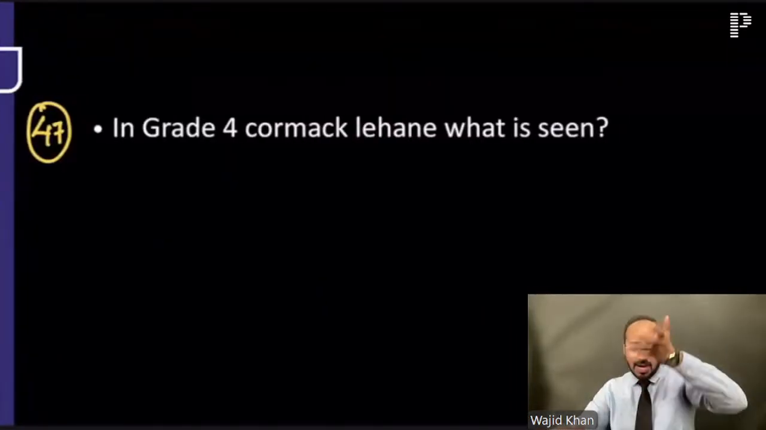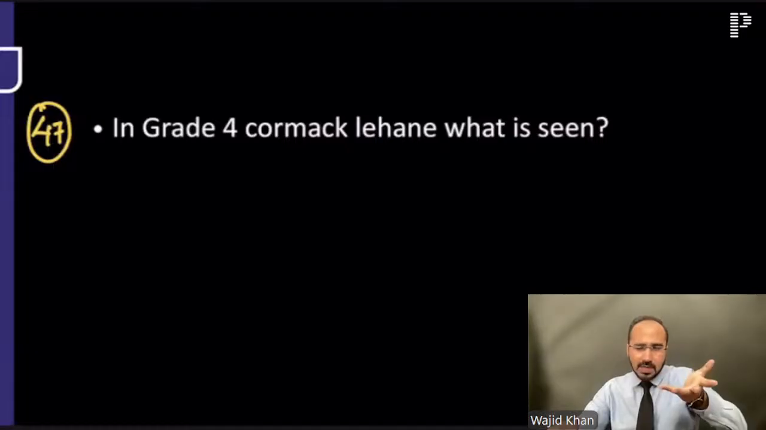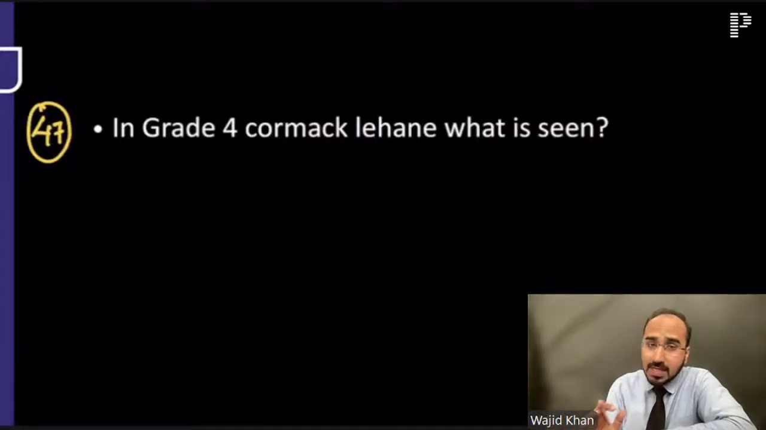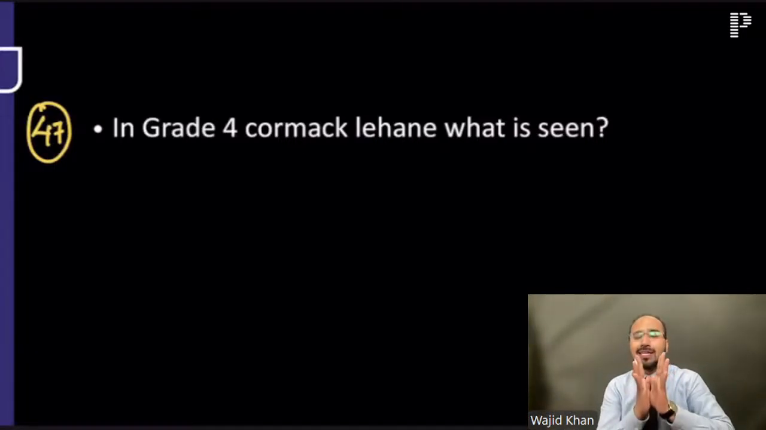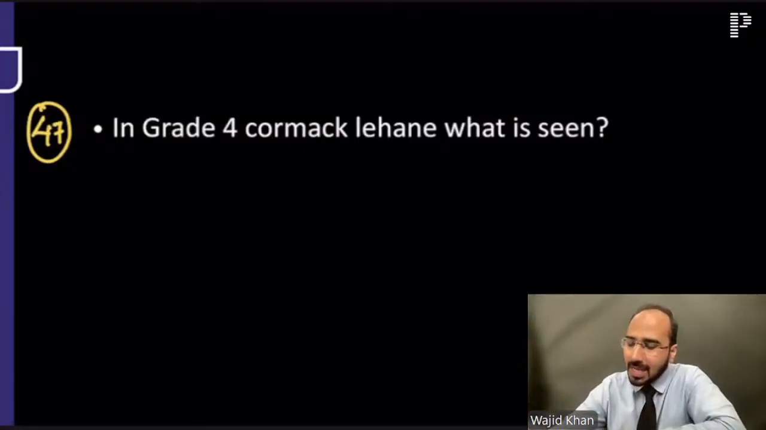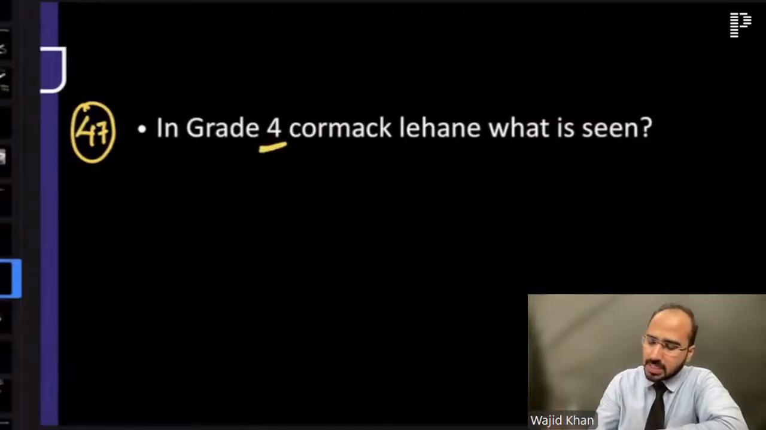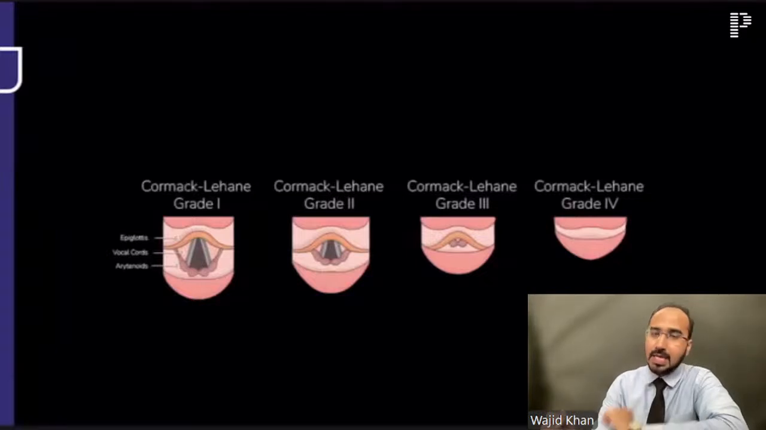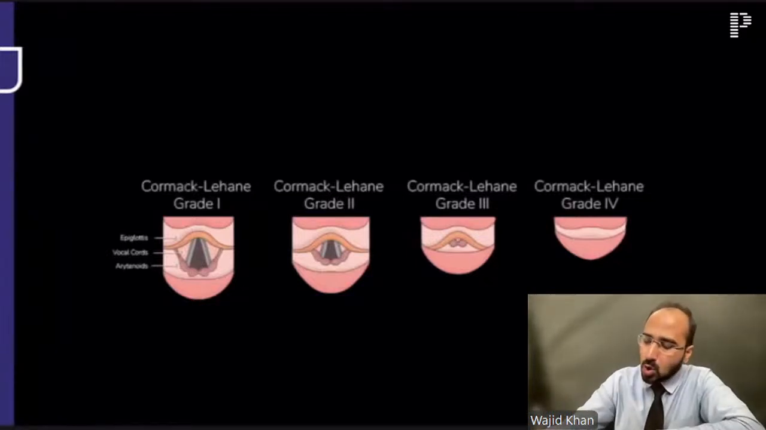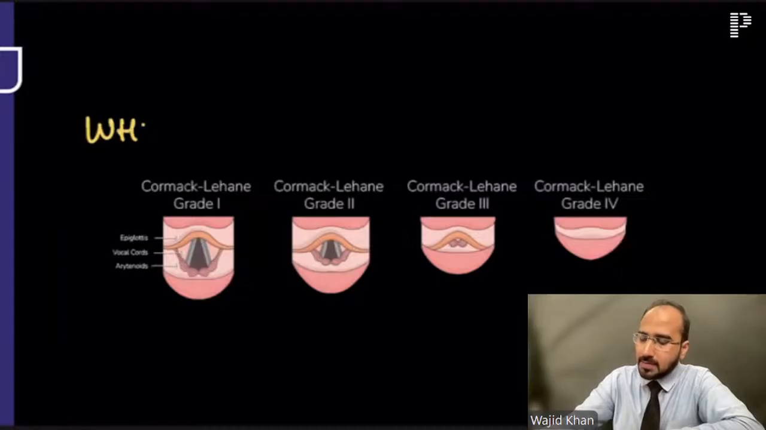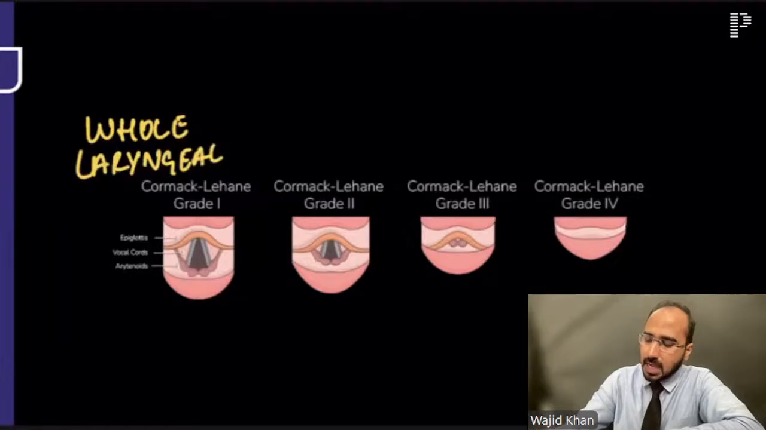Okay. Now, while intubating, while lifting the tongue, now you see the vocal cords. Based on the appearance of vocal cords, there is a classification given, which is called Cormack-Lehane classification. In grade 4 Cormack-Lehane, what do you see? If you want to answer this, first we need to understand the 4 grades. While lifting the tongue, if you see the whole laryngeal aperture, that is, epiglottis, vocal cords, arytenoids, that is grade 1.